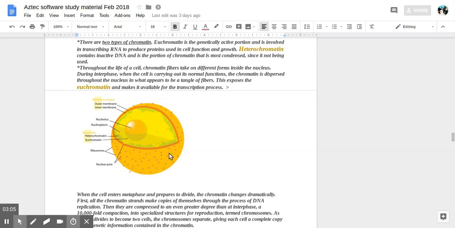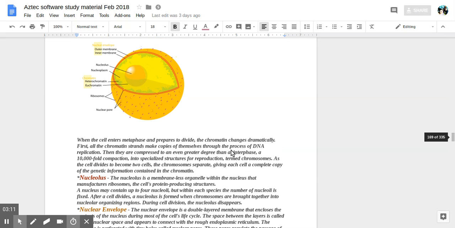When the cell is entering metaphase and preparing to divide, the chromatin changes dramatically. First, all the chromatin strands make copies of themselves through the process of DNA replication. They are compressed then to an even greater degree than at interphase, a 10,000-fold compaction into specialized structures for reproduction termed chromosomes. As the cell divides to become two cells, the chromosomes separate, giving each cell a complete copy of the genetic information contained in the chromatin.